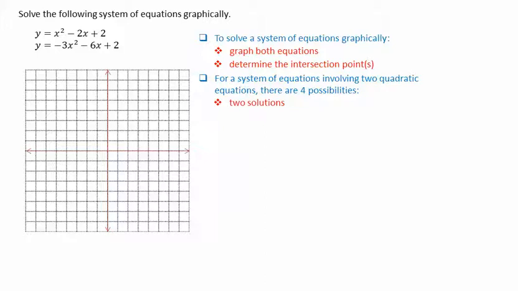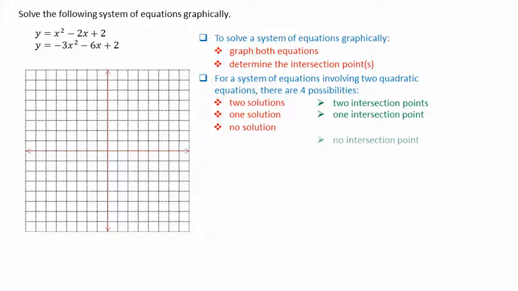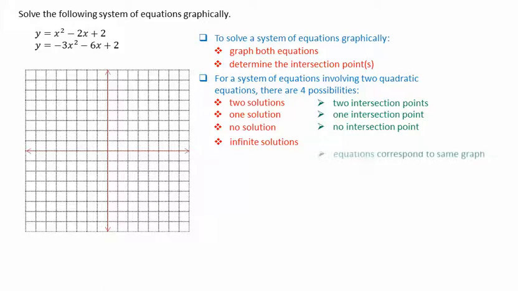There could be two solutions corresponding to two intersection points, one solution corresponding to one intersection point, no solution if the graphs of the equations do not intersect at all, and an infinite number of solutions, which corresponds to the equations being the same graph but in a different form.